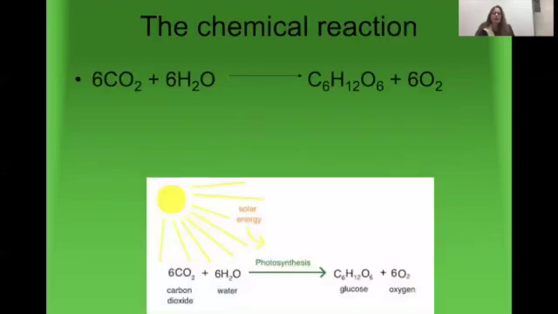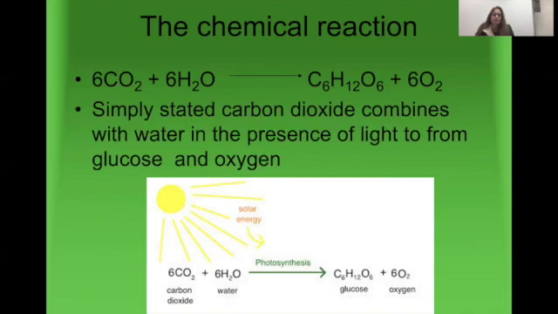So this chemical reaction looks very familiar to you. CO2, carbon dioxide, plus H2O, water, goes to, in the presence of sunlight, C6H12O6, that's your simple sugar, glucose, plus 6O2, oxygen. So you need to know it in both the chemical form and in the word form.